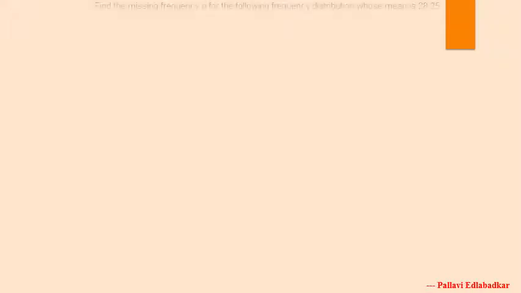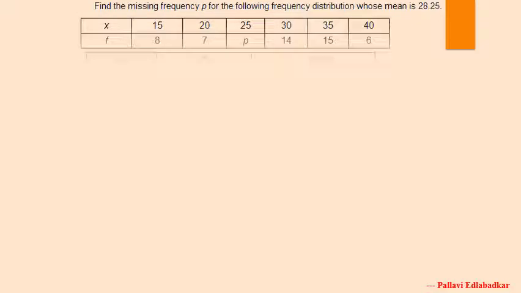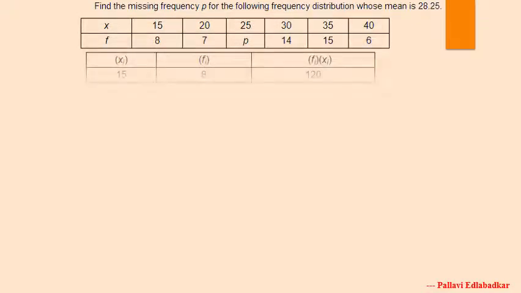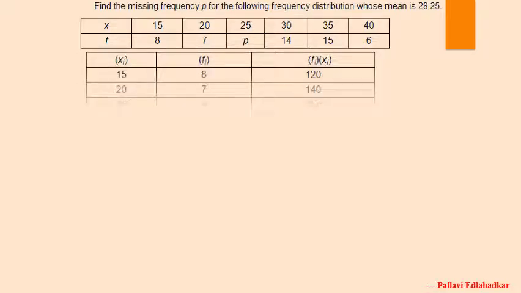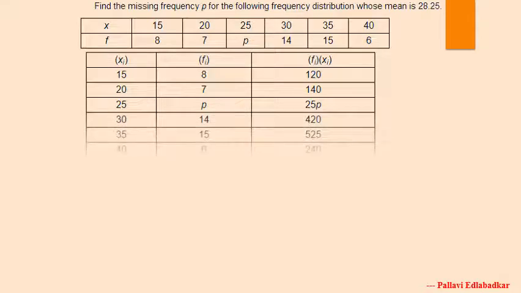Find the missing frequency p for the following frequency distribution whose mean is 28.25. Now over here we should observe that x bar is already given to us, 28.25. One of the frequencies, that is p, is unknown. You can see for xi equal to 25, the frequency fi is not given. We have to find that one.